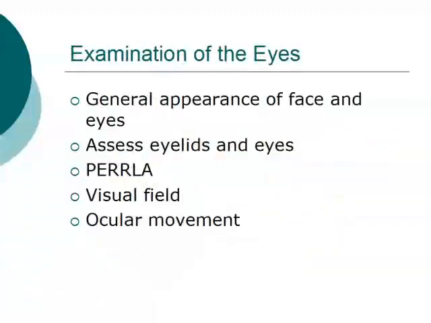As you do an assessment of the eyes, you want to look at the general appearance of the face and the eyes, look for any drainage, look for any swelling, any redness, that type of thing that could indicate some sort of an infection around the eye, like a periorbital edema. Look for PERRLA. Are the pupils equally round and reactive to light and accommodation? Examine the visual fields and all ocular movements. So this would be for a full assessment of the eye.